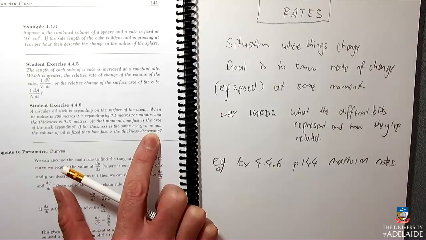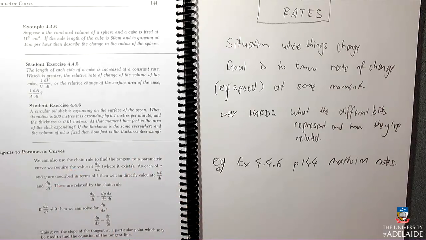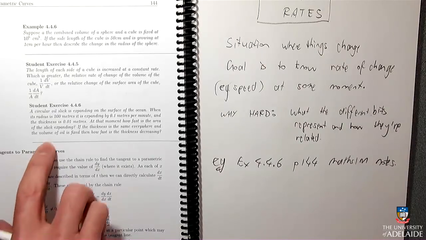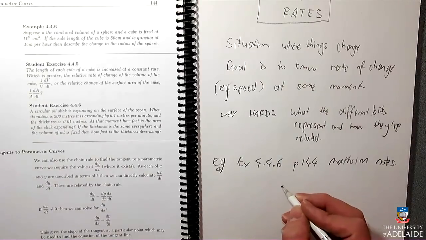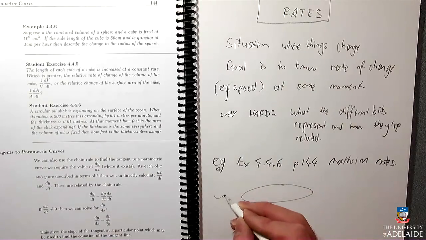There's a lot going on there. So the first thing I'm going to do is ignore all the numbers and try and have an idea of what's happening. So, well, it's a circle. And there's the ocean.